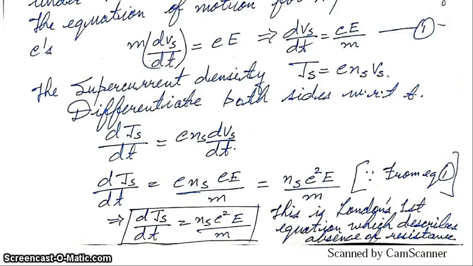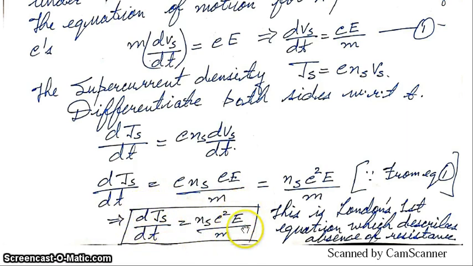Good morning, students. Today we are going to discuss London's second equation. Before that, London's first equation is dJs/dt equal to ns e² E / m. This is London's first equation, right?